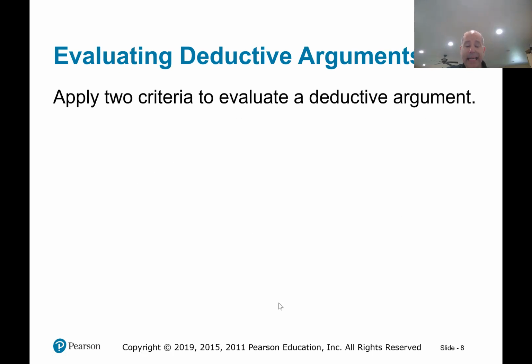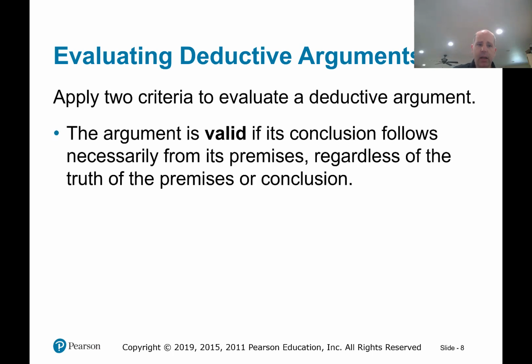Okay, now evaluating deductive arguments is a little different. We're going to apply two criteria to evaluate deductive arguments. We're going to talk about validity. An argument is valid if the conclusion follows necessarily from the premises. Now, we don't care at this point whether the premises are indeed true or not. All we care about when it comes to validity is whether, if the premises were true, it automatically follows that the conclusion must be true.